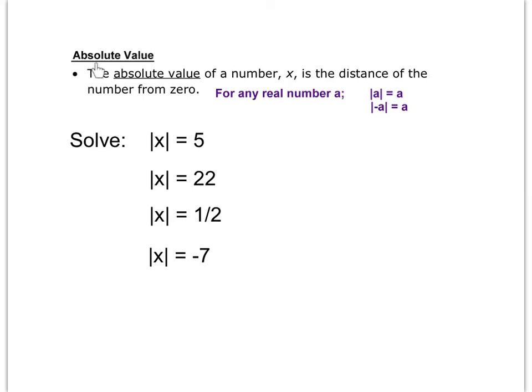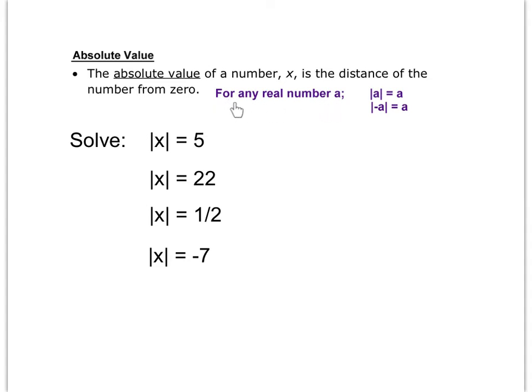Remember, absolute value is always positive, and the reason for that is because the absolute value of a number x is defined as the distance of the number from 0 on the number line, and distances are always positive. For example, just because you drive backwards or drive negative doesn't mean you put gas back in the tank. Okay, and this is actually not true. I don't know how this got on my slide, but it did.